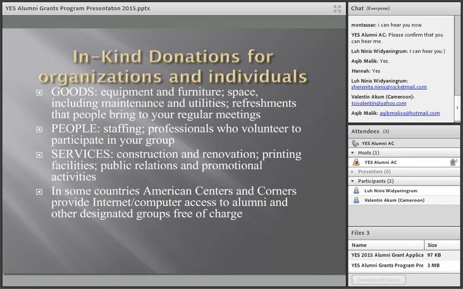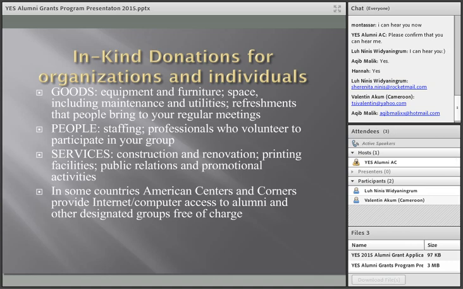You could have a space, like this is the library. You can put your library up here, and it's actually a permanent space. They can say, okay, you have to pay for the space, but we will pay for the utilities. So they might give refreshments. All of those are examples of goods that are in-kind donations.